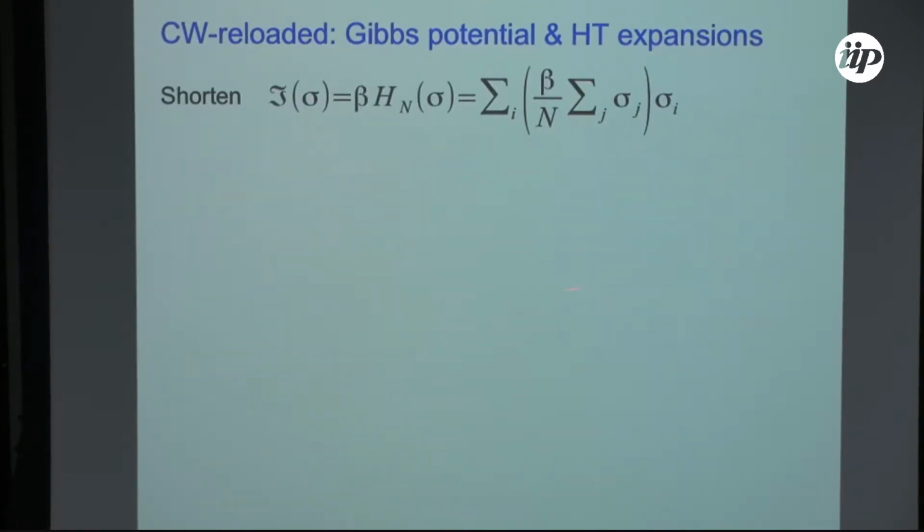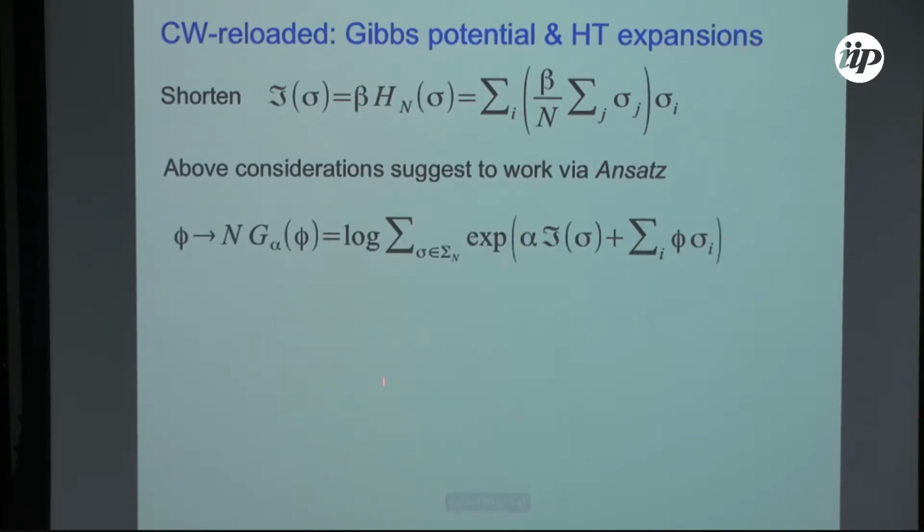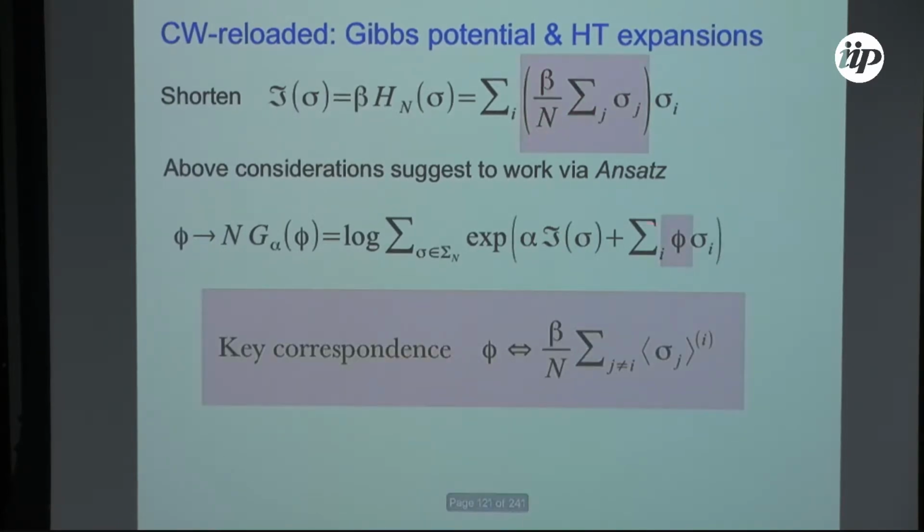Now, how to use this? I'm shortening the Hamiltonian times the energy to Leiden notation. These considerations suggest that maybe we can work with the following ansatz. I'm introducing this function g(alpha, phi), which is the log of the partition function, but with a slightly modified Hamiltonian. This is the original Hamiltonian multiplied by alpha, and then I add these fields, which are justified by the ansatz of a law of large numbers.